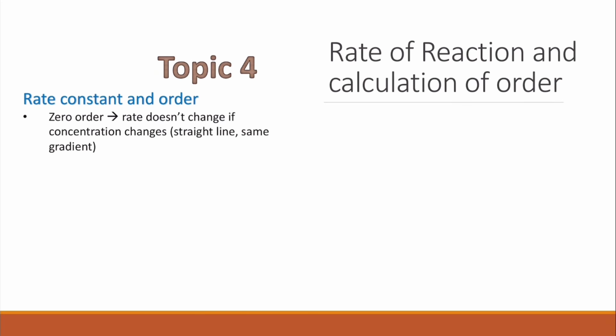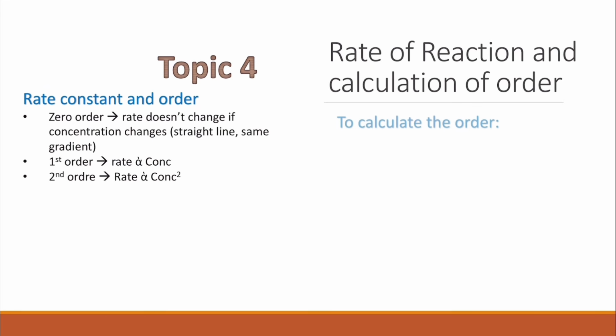So the rate constant and order. Zero order means that the rate doesn't change if the concentration of the reactant changes. So it's going to be a straight line, because the straight line for the change in the concentration of the reactant with time means that the gradient doesn't change, so the rate doesn't change with changing concentration. First order is when the rate is directly proportional to the concentration, and second order means that the rate is directly proportional to the square of the concentration.